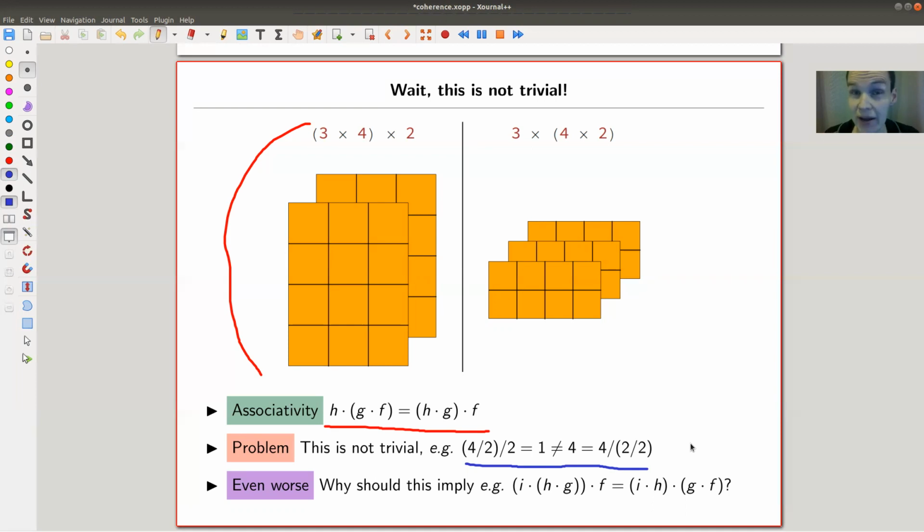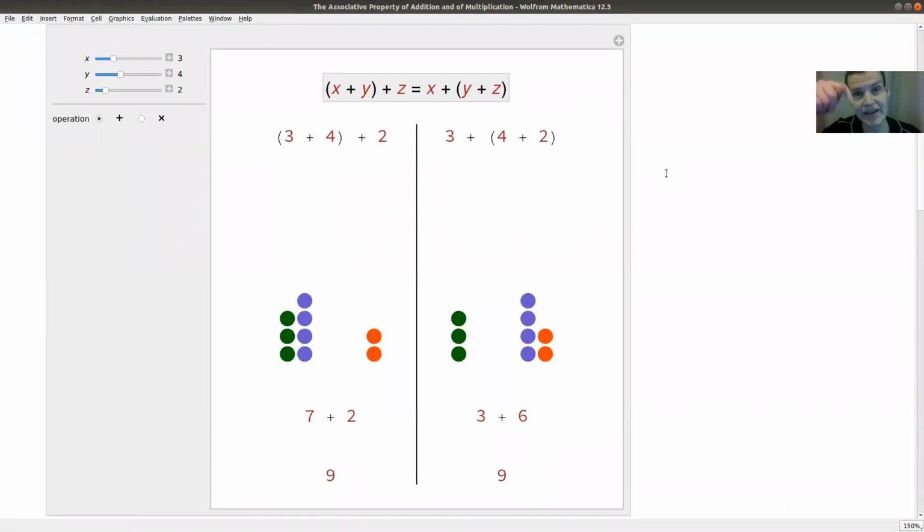So let's have a look at the demonstration, which shows that associativity for addition is reasonably obvious, while associativity for multiplication maybe isn't as obvious as you think it is. So here's a Mathematica demonstration. The link is, of course, in the description. It's a demonstration of associativity, as I said, for addition or multiplication. I can change to multiplication in a second.